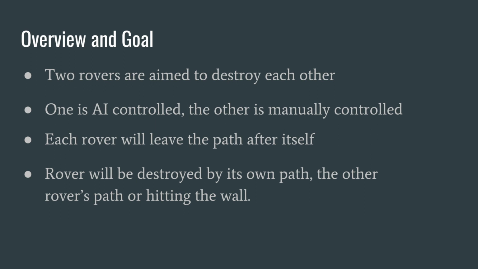If one rover touches the path created by the other rover, the path created by itself, or the wall of the arena, it will be destroyed.